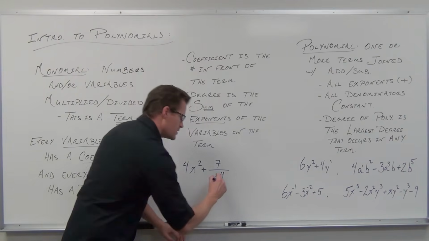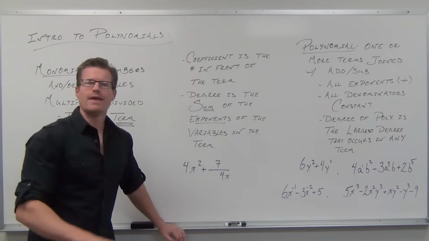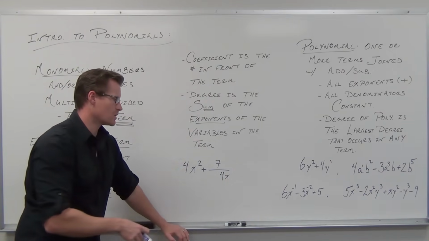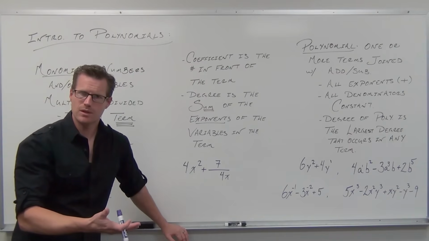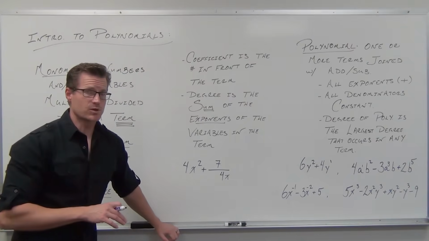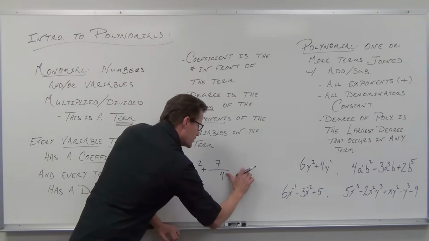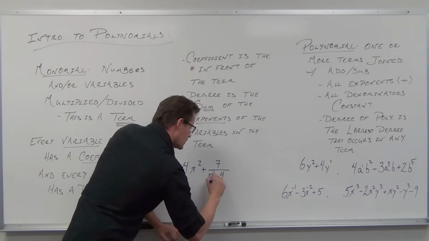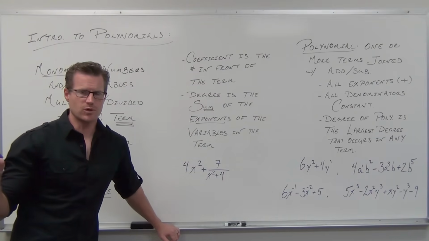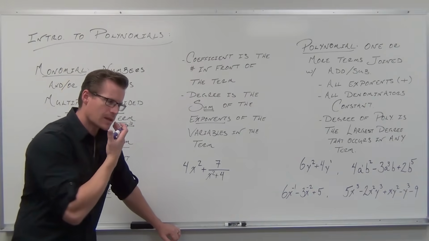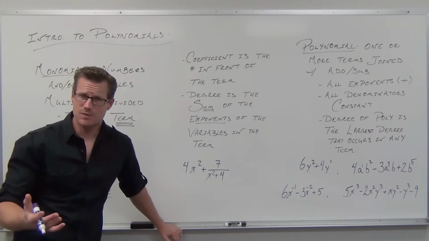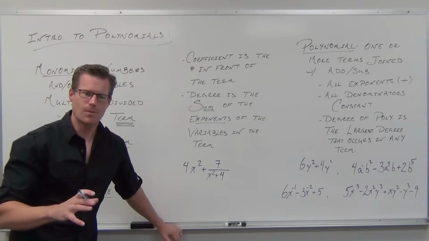As soon as I do stuff like 4 over x, that would not be a polynomial. We can say maybe it has 2 terms here, but we don't have a polynomial any longer, because polynomials can't have any variables in the denominator. Or maybe we do x squared plus 4 over x, also no longer a polynomial. We don't talk about these things when we're talking about polynomials. That's the idea. So that's what I need you to grasp.